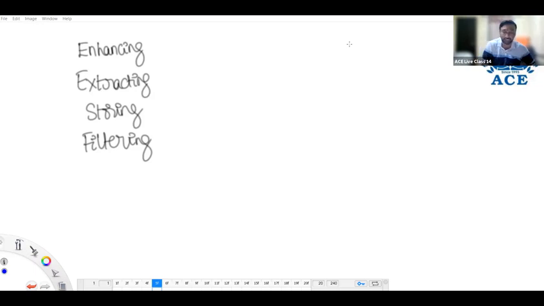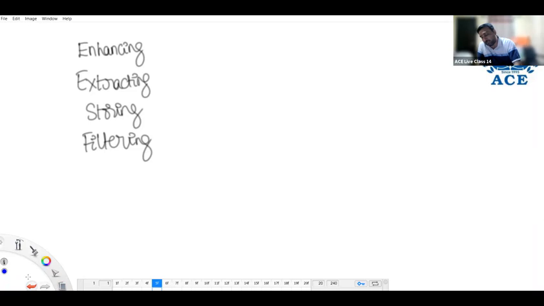Before transmitting and receiving any signal, we have to make some changes. Each step here is a black box that is called a system. Enhancing means amplifying the signal strength. Extract means pick the signal. Store that information if you want to do analysis later on. Finally, filter to suppress the noise content of the signal. We are designing a filter. Okay, that is the purpose of learning signals and systems.